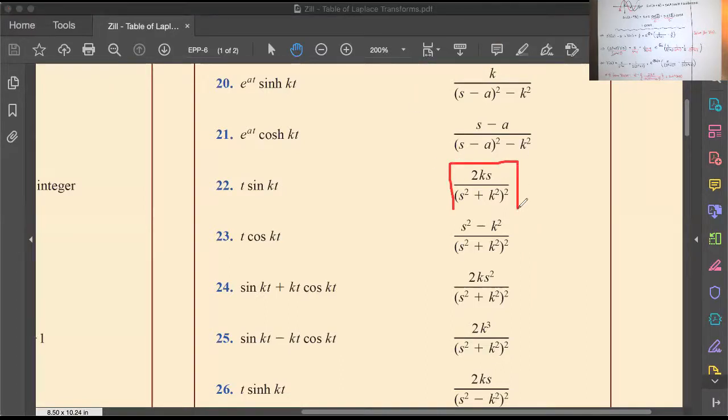So we have 1 times s over s squared plus 1 quantity squared. That matches this pattern. It doesn't have a 2 in the numerator multiplying that s yet, but it's just a constant times s over s squared plus k squared quantity squared. So the inverse transform of that is t times sine of kt. This is number 22 from our table.